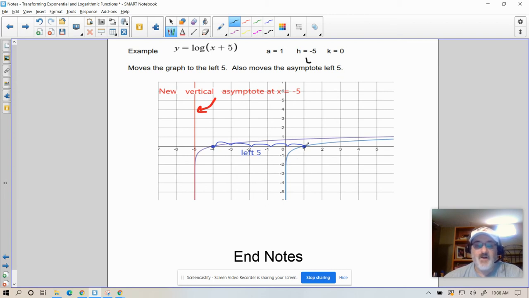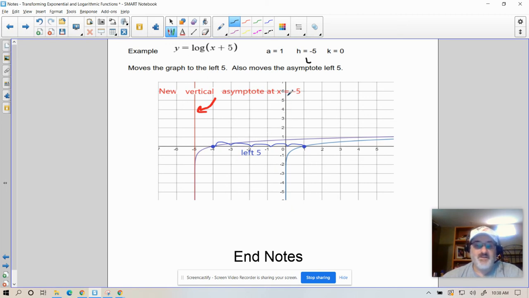So our new function, let's take our key point here, which is 1, 0. Not 0, 0, 1, 0. Move it to the left 5. Draw the new log function. So it looks the exact same as the other one. It's just moved to the left 5.